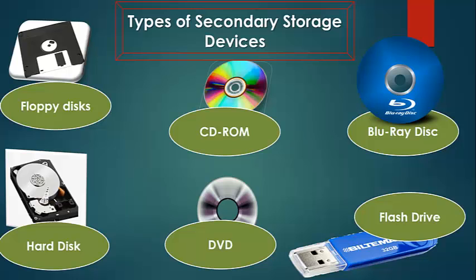Fifth is Blu-ray disc, which is also a secondary storage device and looks similar to a CD or DVD but can contain up to 25 gigabytes of data. To use a Blu-ray disc, a Blu-ray reader is required.